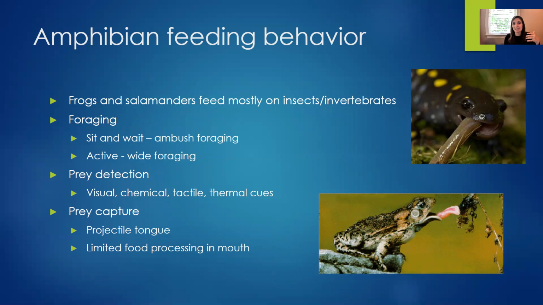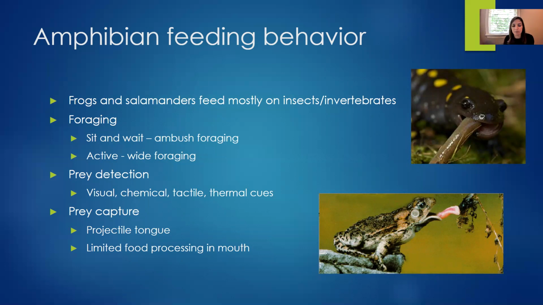Sit and wait doesn't take as much energy. Just hang out. When you see something, eat it. But if there isn't an abundance of prey, that might not ever work out. You might end up being pretty hungry. And so it might be worth putting in the energy to go out and find the prey. For prey detection, there's some different ways that happens in amphibians. It can be visual detection, chemical detection, tactile detection, and even thermal cues.